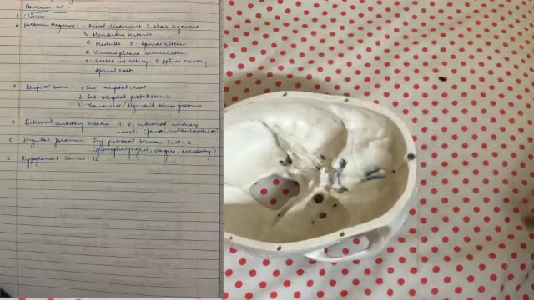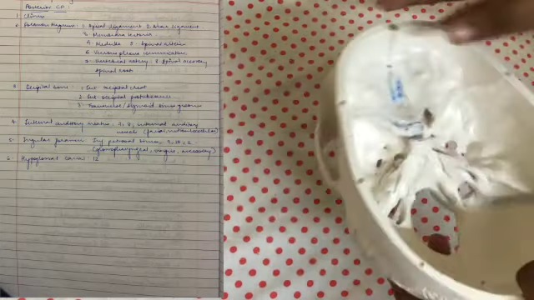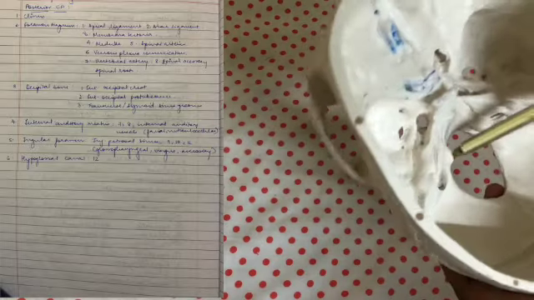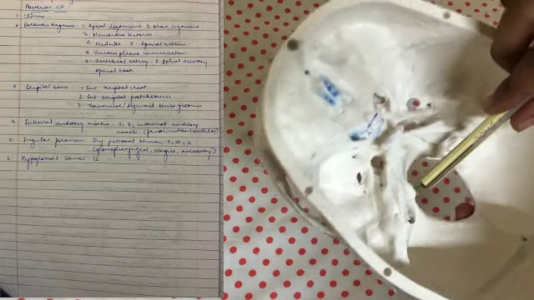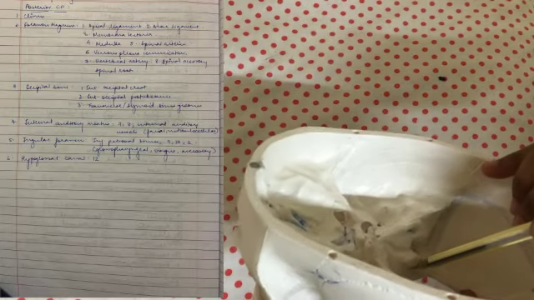And finally, we've seen this before also, this is the hypoglossal canal, and here you have the passage of the 12th cranial nerve, that is the hypoglossal nerve. You can also see here the posterior condylar canal, and that is about it for the cranial fossa.